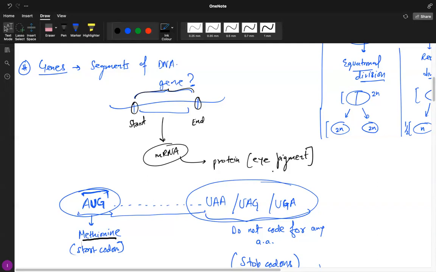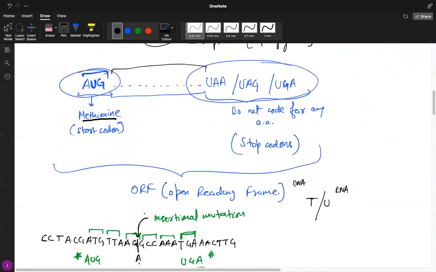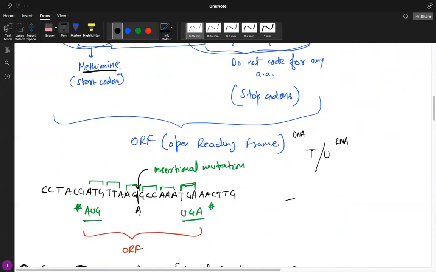Yes, sir. Therefore, when we define a gene, we define a reading frame, an open reading frame. An open reading frame is that region which starts with a start codon and ends with a stop codon, and in between there is a coding region, which codes for the protein. It's like how you start an English sentence: you always start with a capital letter, and then you end with a full stop. So there are some rules, and then it can be called a sentence.